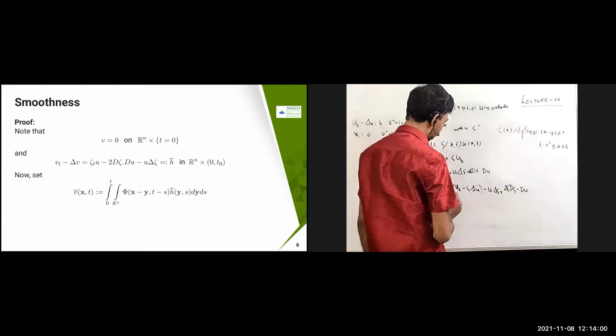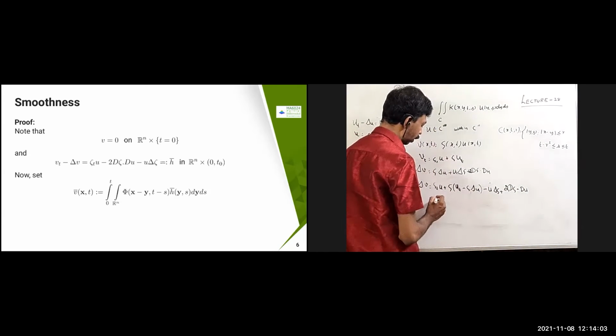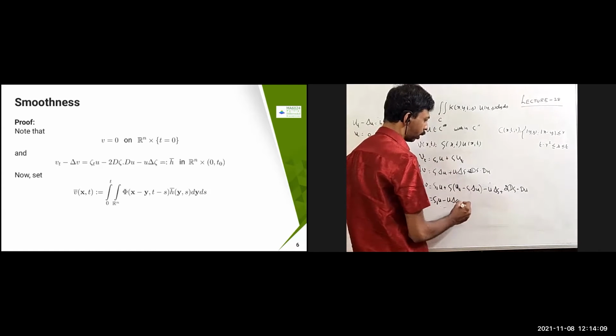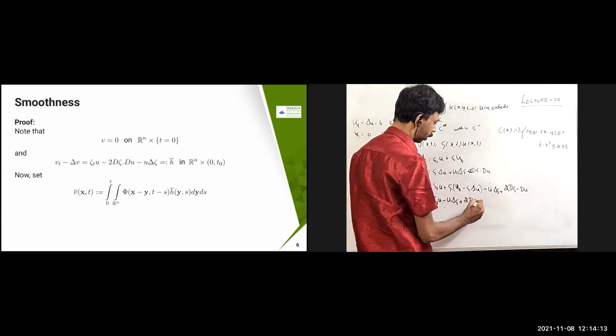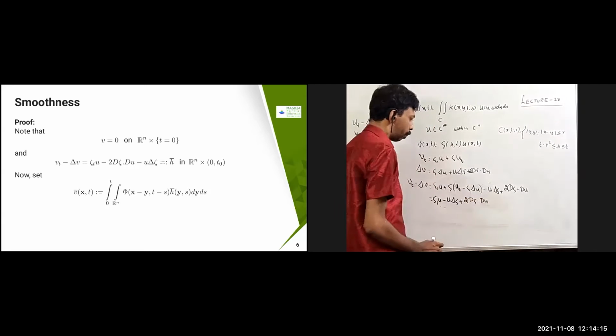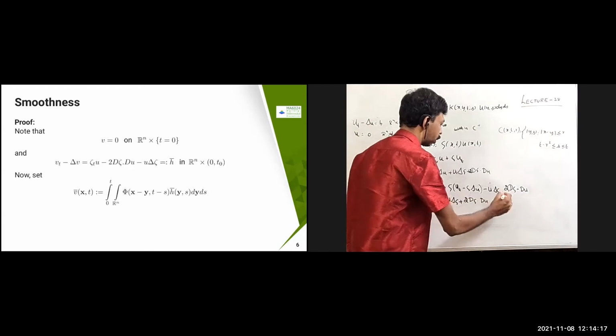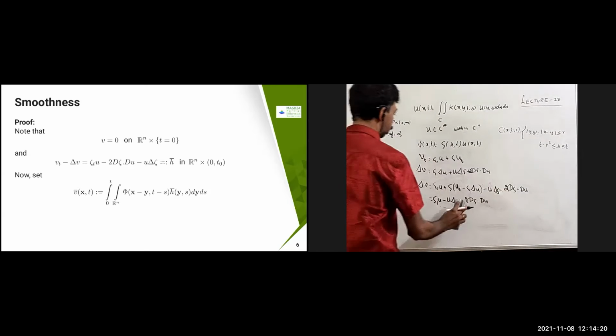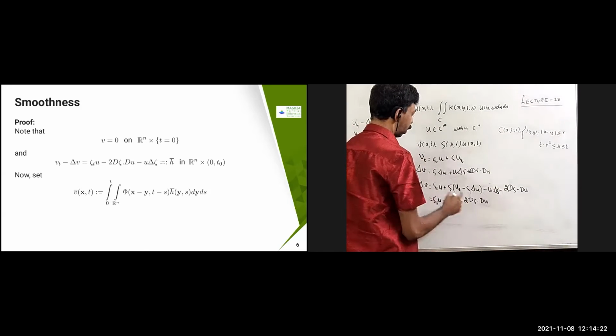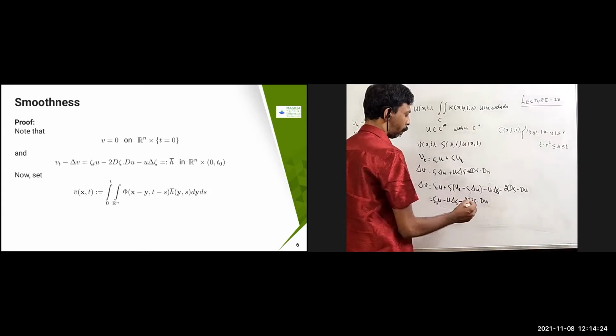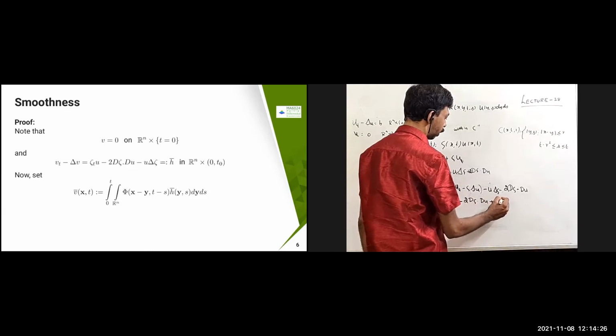So this one I can write as ψ_t u minus u Δψ, okay, plus 2 ∇ψ · ∇u is going to come, plus or minus, okay, minus some h is going to come. Okay, plus some h into ψ is going to come.